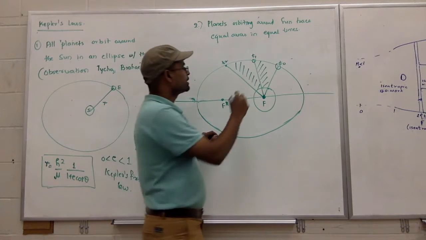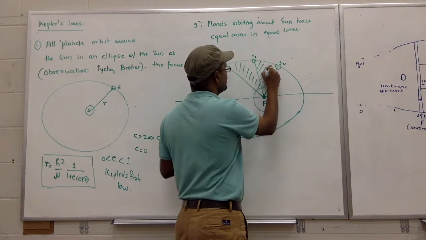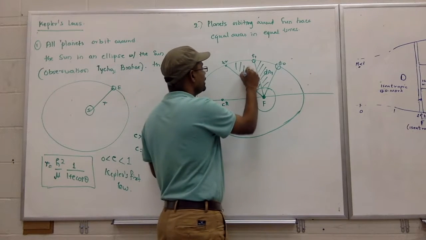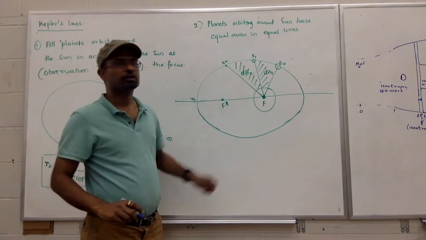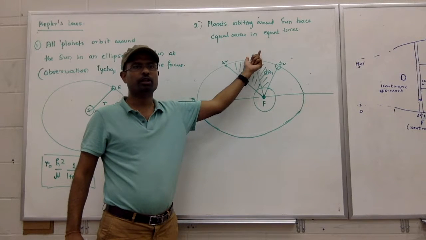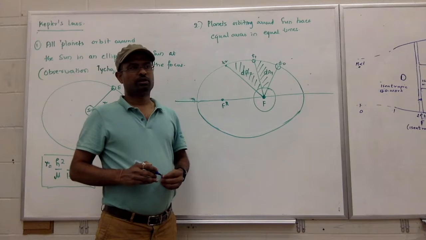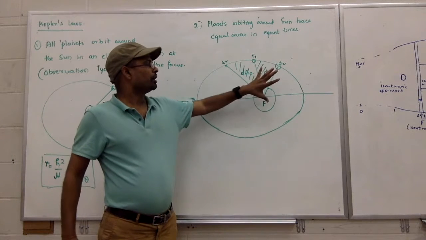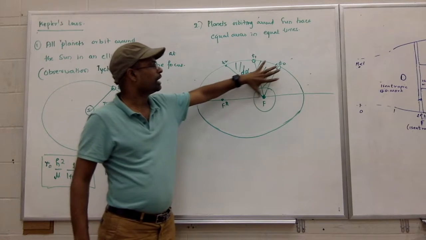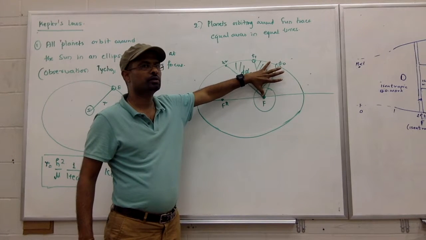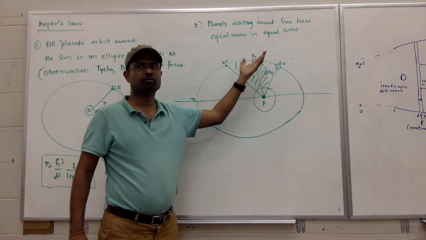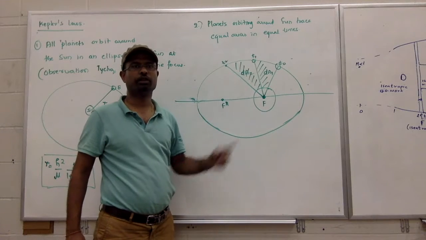Let's say this area is dA1. This area is dA2. This is the area of a sector. Everybody understands the area. How do you calculate the area of a sector? You just apply the area of a triangle. The height is this radius, R theta is the base. One half times height times R theta will give you the area.